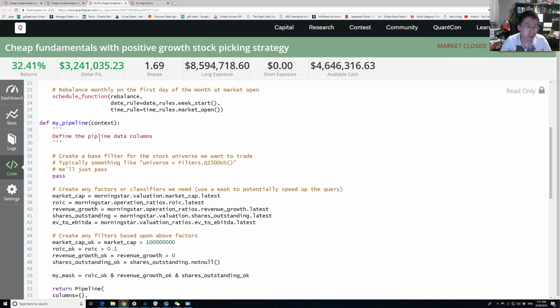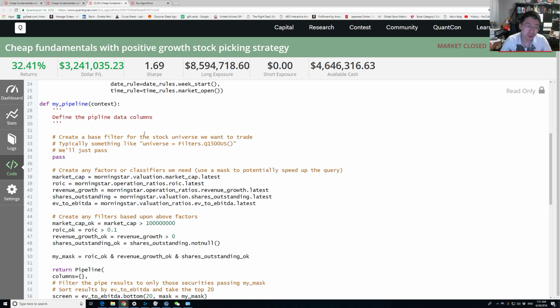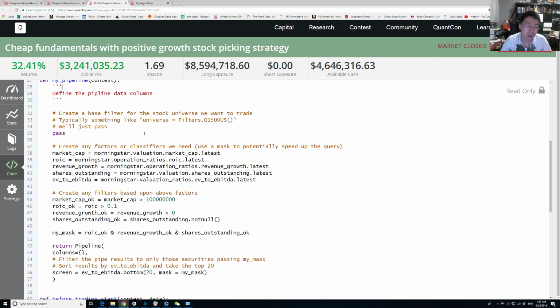So let's look at what the pipeline is trying to filter. So it's trying to generate some output. In my case, I just try to let it create a list of companies that I consider to be good. So this is a very naive implementation, right?